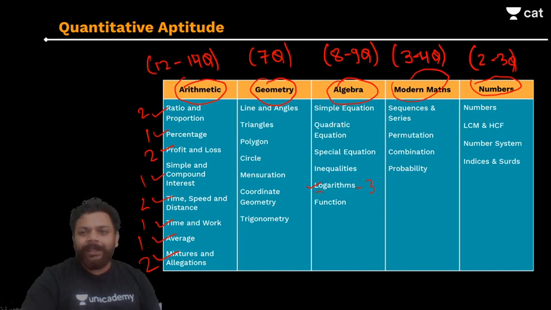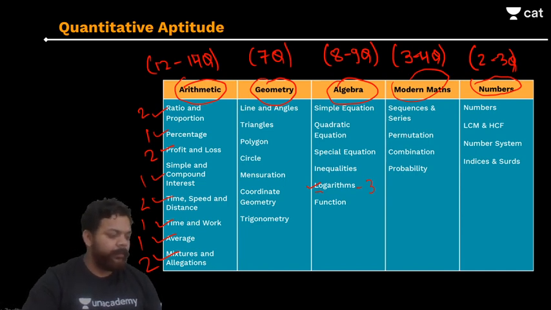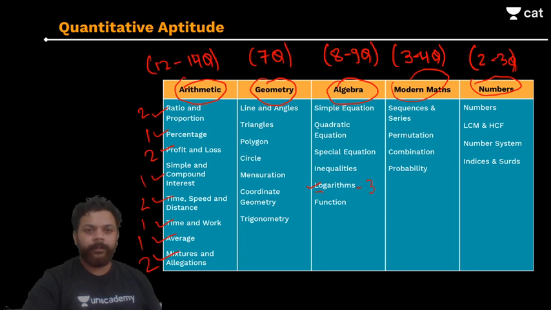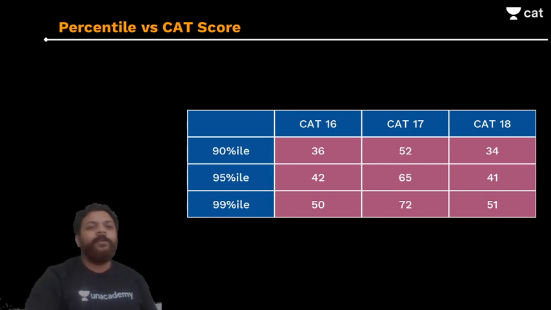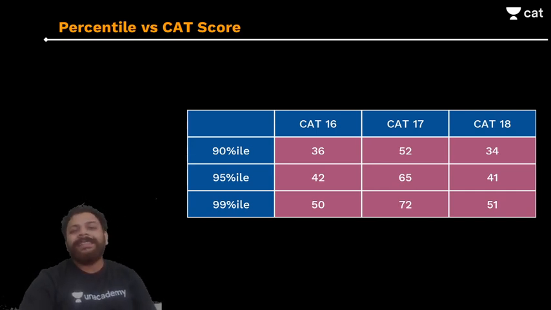Is there any doubt in this slide? You can ask. So in the next slide, I'm going to explain percentile versus CAT score.